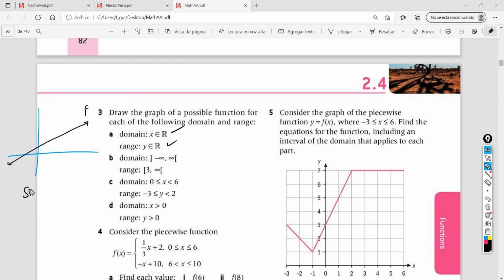That the graph will sweep or cover all the values in the x-axis and in the y-axis. It's that simple, guys. B, the domain from minus infinity to infinity, which is all the real numbers, right? And the range from 3 to infinity. Okay, so I draw my Cartesian plane. In the domain, I have no restrictions, so my graph can cover all the x-axis. But in the range, I start from 3 and I go upwards only. So this is 1, this is 2, this is 3.